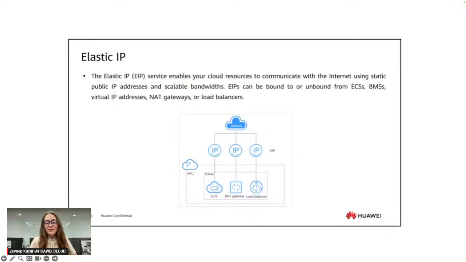And if I talk about Elastic IP, Elastic IP is a service that allows cloud resources to communicate with the internet using static public IP addresses and bandwidth. So if you bind an EIP, Elastic IP, to your resource, you can connect to the internet.